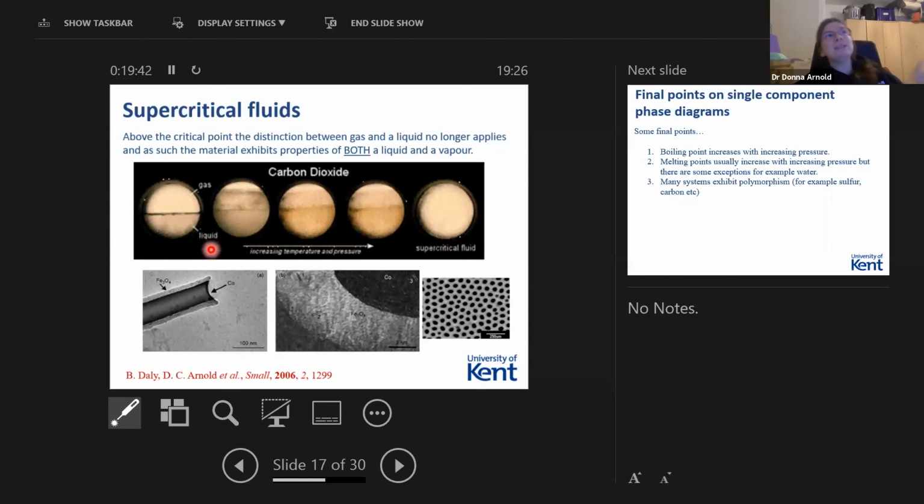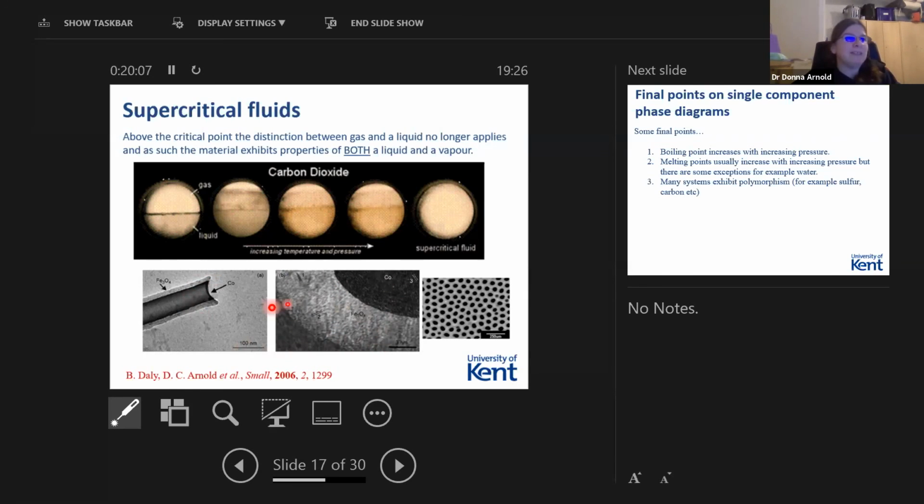As we increase both the temperature and the pressure, this distinction becomes more and more blurred, as you can see here, and we end up with what we call a supercritical fluid. So it's one indistinguishable phase. Supercritical fluids are really exciting because we can actually get properties of both gas and liquid, like I said. But that is really interesting.